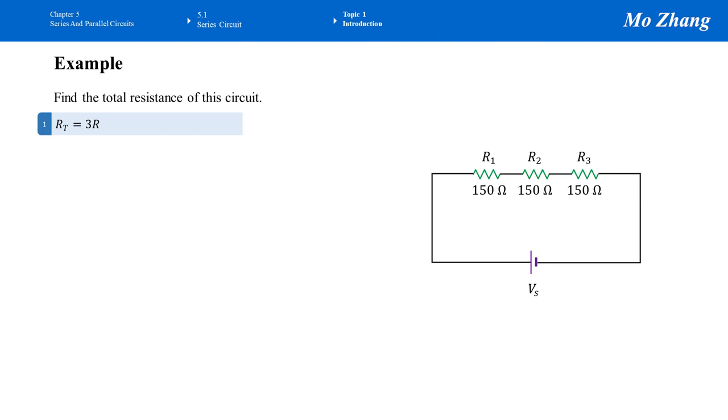RT equals N, in this case equal to 3 resistors connected in series, times R. R is 150, so it equals 3 times 150 ohm. So together, the total resistance is 450 ohm. This 3-resistor circuit can be replaced by 1 resistor, and the value of that resistor is 450 ohm.